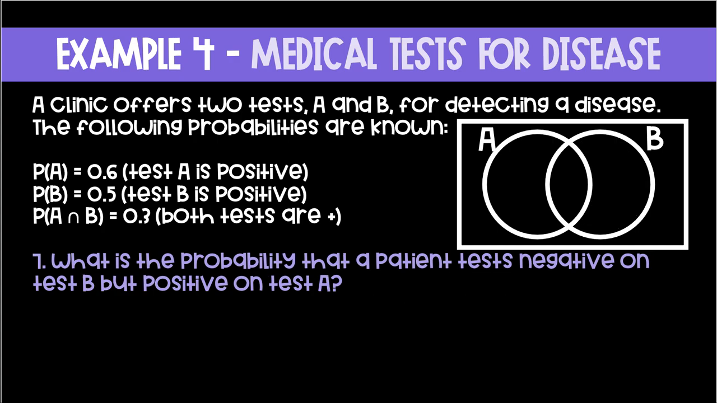What's the probability that a patient tests negative on test B but positive on test A? Positive on test A and negative on test B is only A, which we had previously computed. It was 0.3 or 30%.